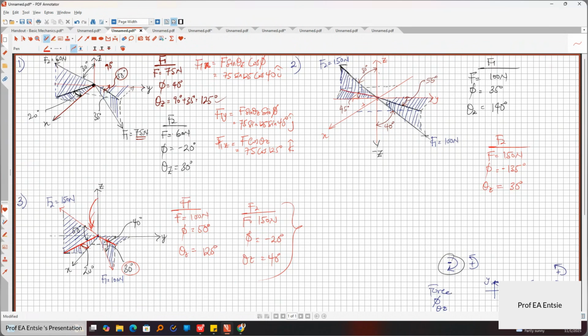You can do that one too for F2. You can do that one too for F1 question 2, and F2 question 2, in that manner. So that's how we find the resultant of a 3D vector resolution.